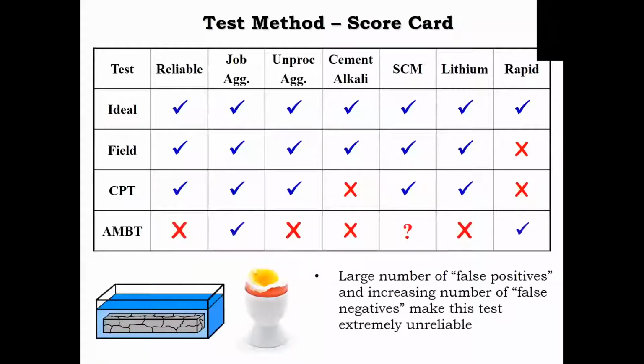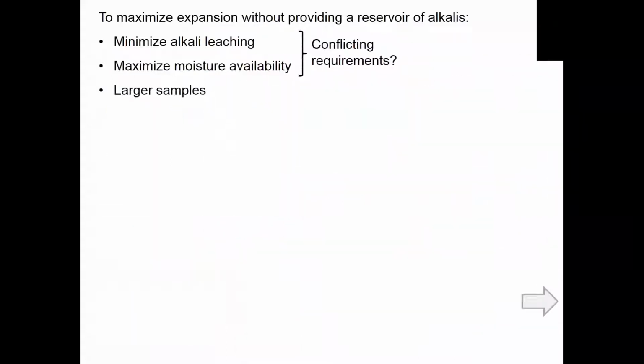Our mortar bar test, really pretty much the only boxes we can tick are the rapid box and the fact we're testing the job aggregate, but we have to crush that aggregate and grade it, so we're not even testing that aggregate unprocessed. So really this test is proven to be quite unreliable.